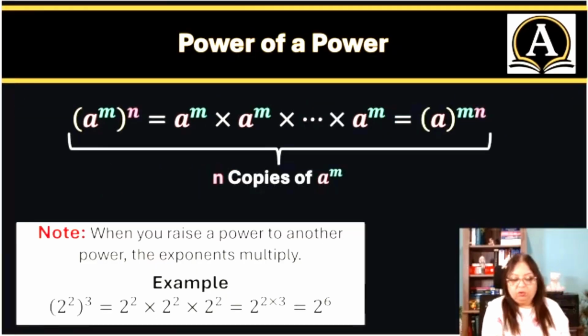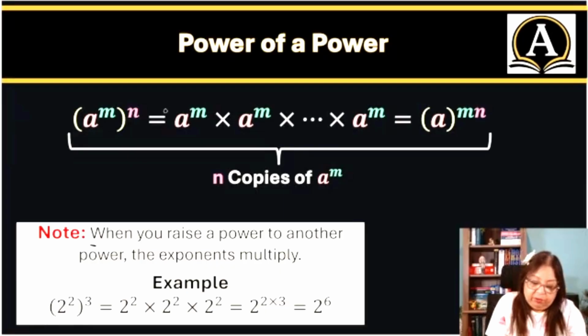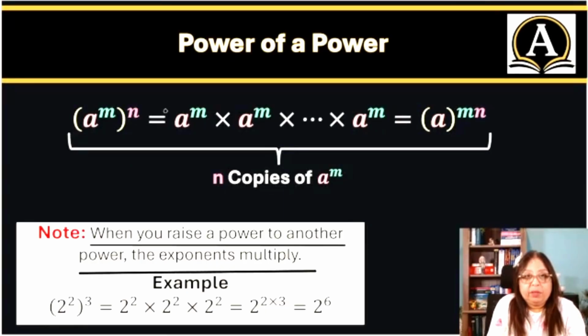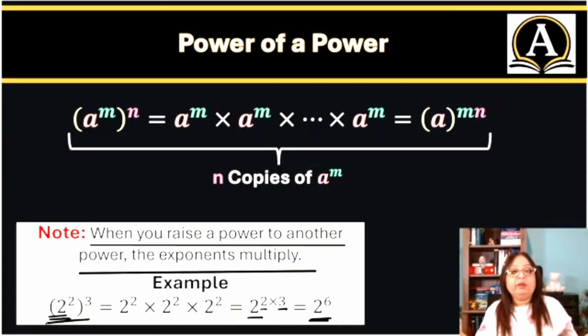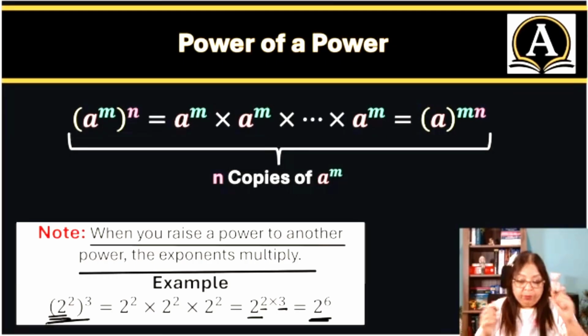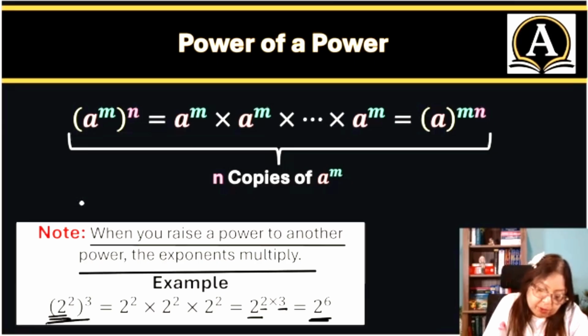Moving on. So note, when you raise a power to another power, the exponents multiply. For example, 2 to the power 2, that entire thing is raised to the power 3. What does it give you? That gives you 2 to the power 2 times 3 equals 2 to the power 6. And you could actually explicitly work it out and see for yourself that this is true. How? I'll show you for this one example.